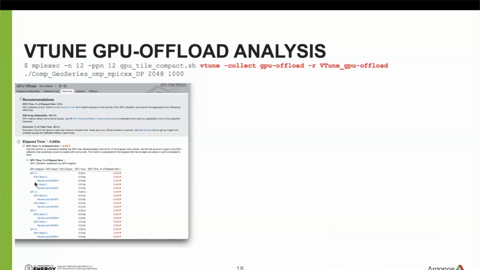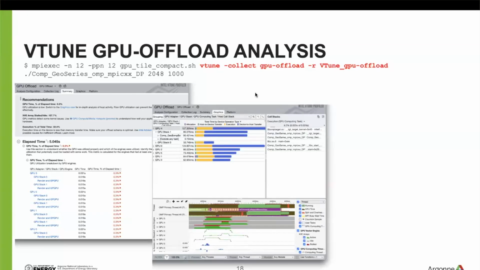We have 6 GPUs, and each GPU has 2 stacks, right? You can see all the GPUs listed in here, and the GPU time is pretty low here. And this page is interesting because when you go to graphics, you can see what happened in the GPU, 6 GPUs, right? GPU 0, 1, 2, 3, 4, 5. I just expand GPU 4 and then expand GPU stack 1. And here, the comp geo, this is the only kernel in this benchmark. You can see it spans 93 milliseconds.